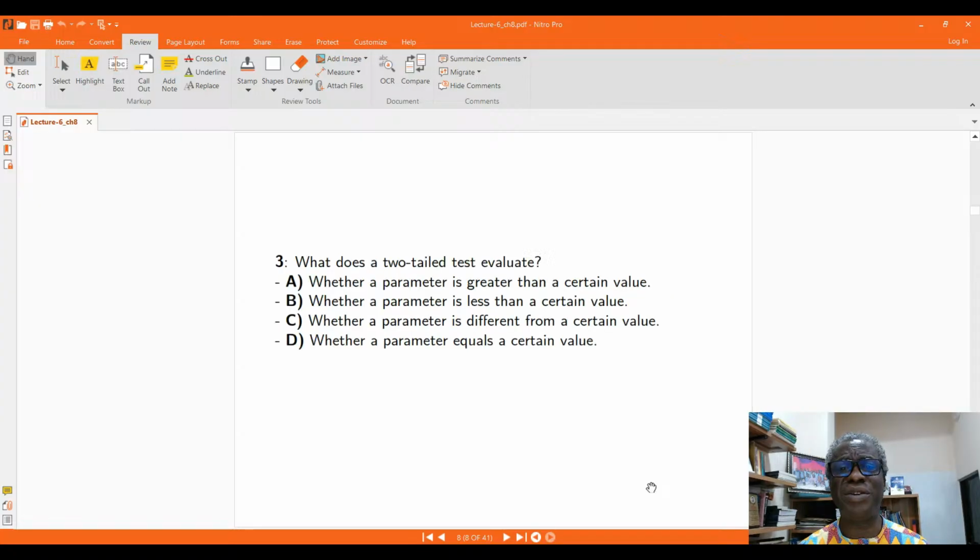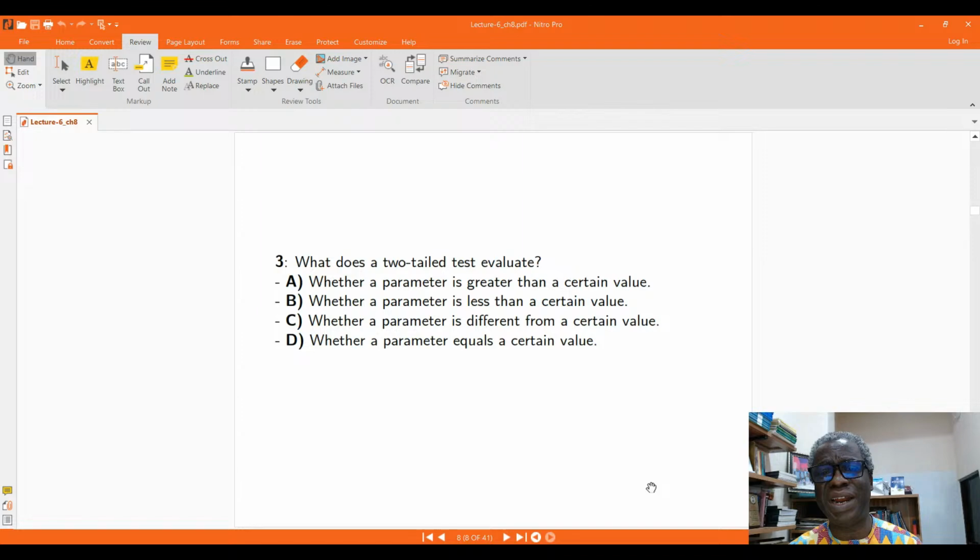Okay, so the third question is, what does a two-tailed test evaluate? You recall we talked about one-tailed and two-tailed tests. So what does a two-tailed test evaluate? A, whether a parameter is greater than a certain value. B, whether a parameter is less than a certain value. C, whether a parameter is different from a certain value.